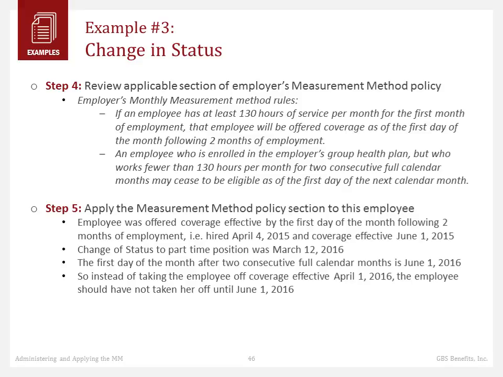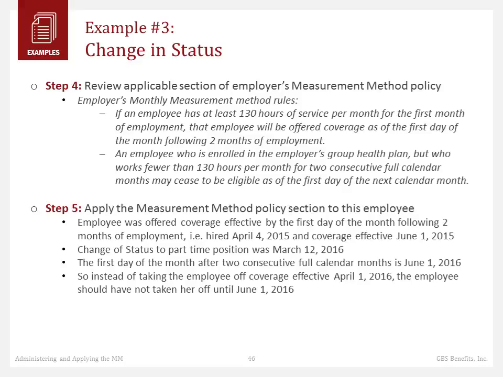So let's apply it. Employee was offered coverage effective by the first day of the month following 2 months. In other words, she was hired April 4th, and coverage was effective June 1st. That applies the first paragraph in italics above. Now, the change in status to part-time was March 12th, and we know that she's still in the monthly measurement method. The first day of the month after 2 consecutive full calendar months is June 1. So we have April and May, and June 1 is the first that they should have taken this employee off.